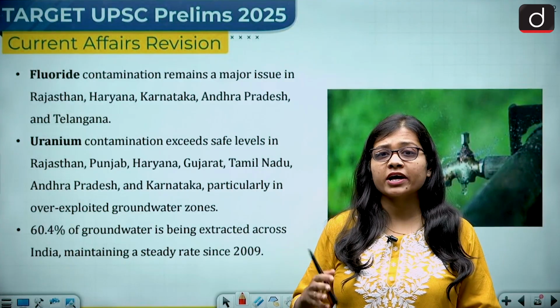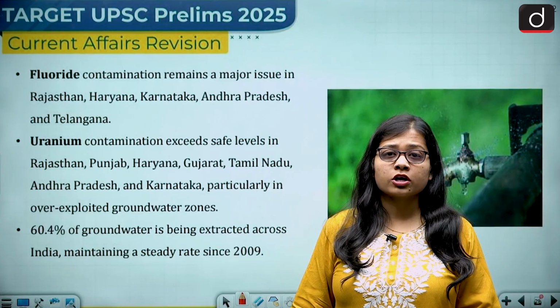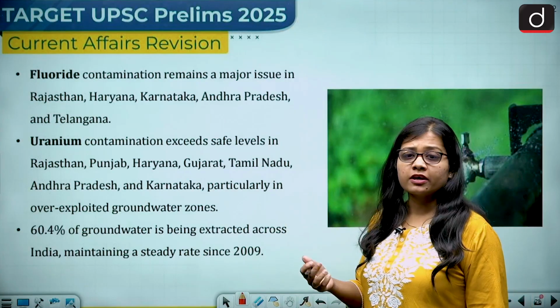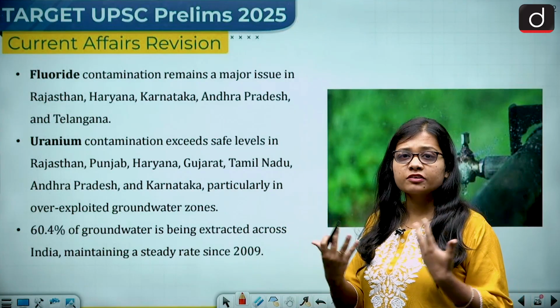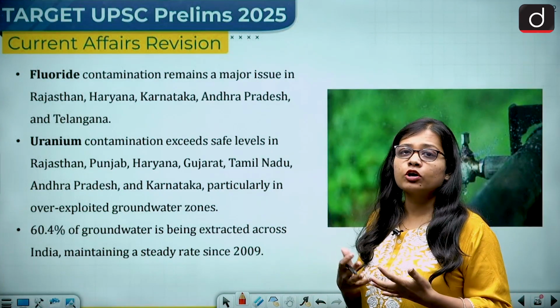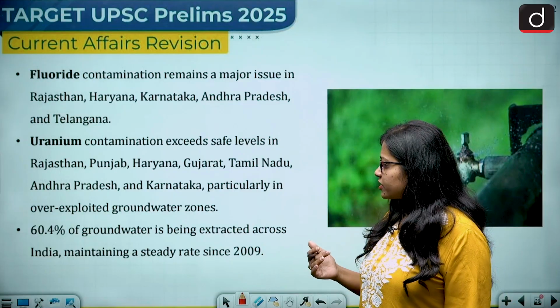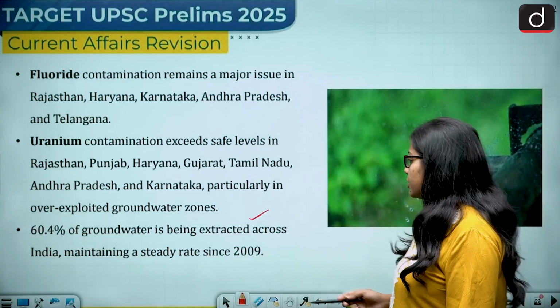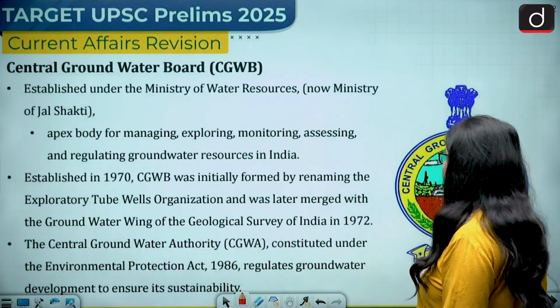High levels of fluoride can cause the knock knee problem. Then uranium contamination is also there. So if these components increase, then the people who are coming in contact with the water will be at risk. Around 60.4% of groundwater is being extracted across India, and this has maintained a steady rate since 2009.